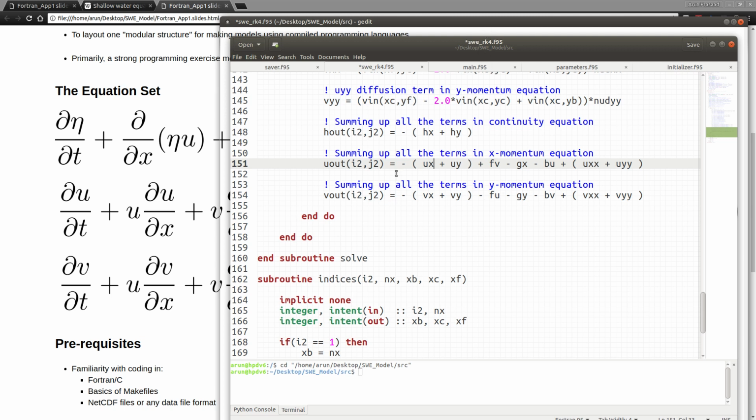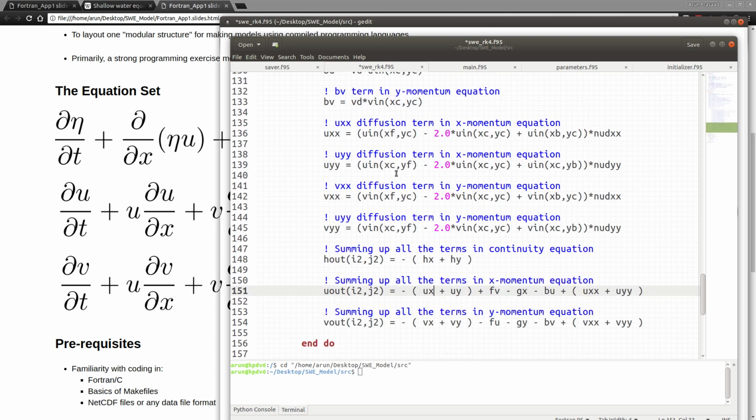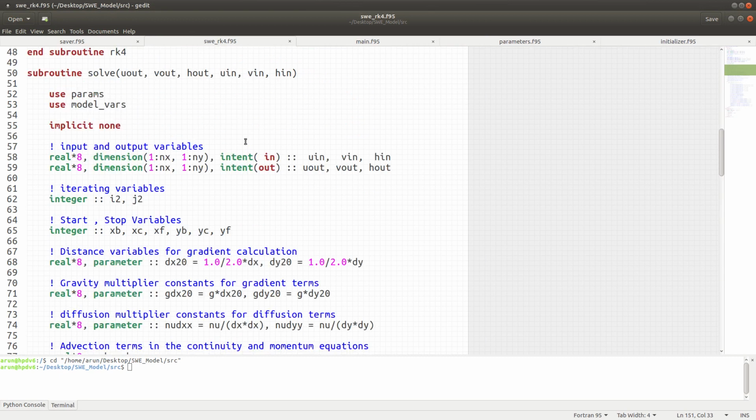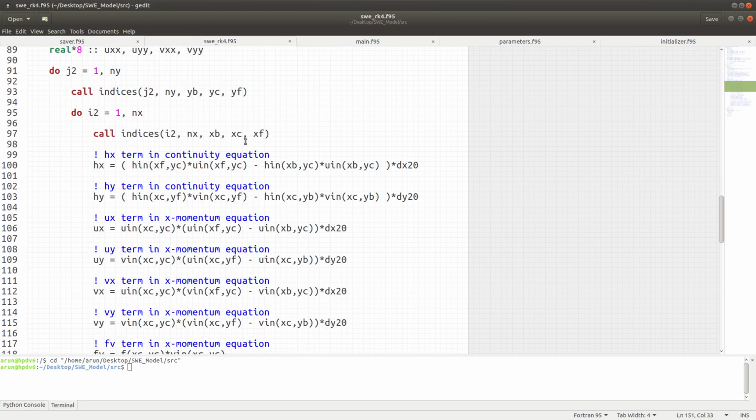Thereby, my slope function is complete. There we go. This is our full-fledged finite difference scheme.